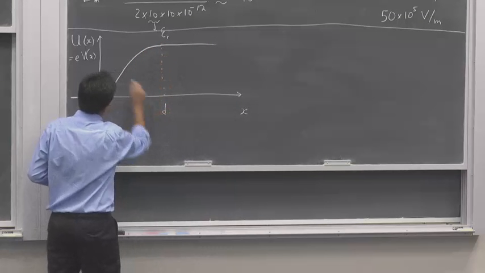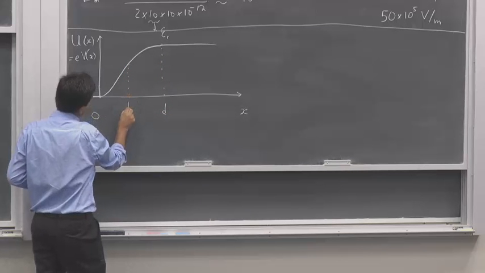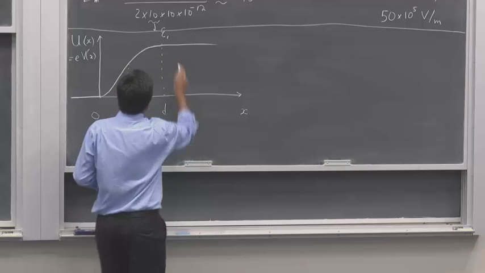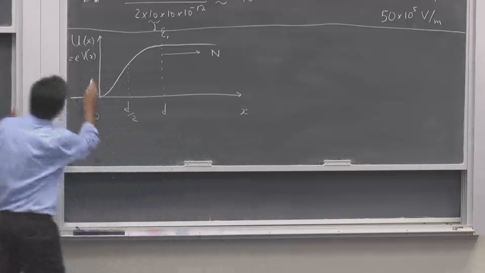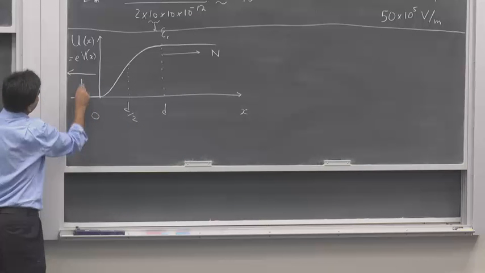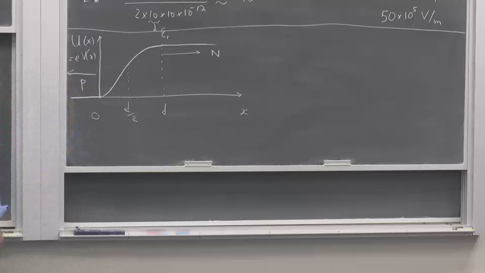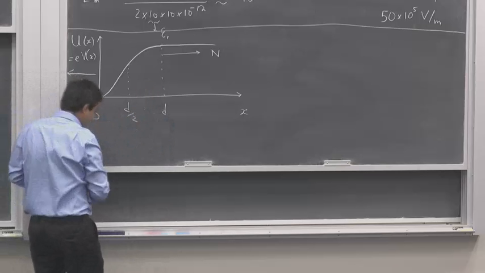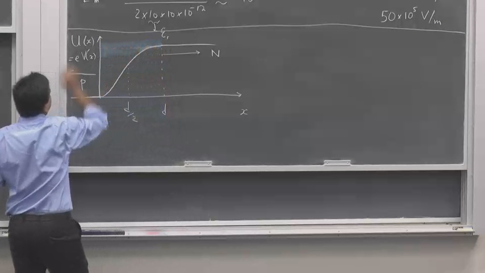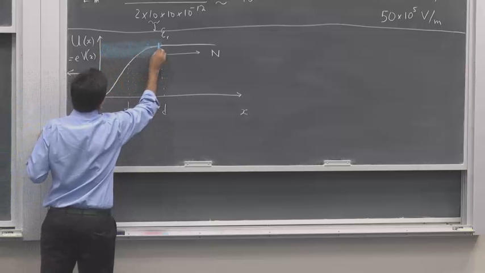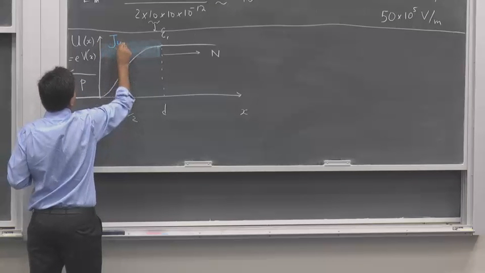This is D. This is D by 2. Here we have the N-type region, right? This is N, and here we have the P-type region. And this is the junction. This region is the junction here.